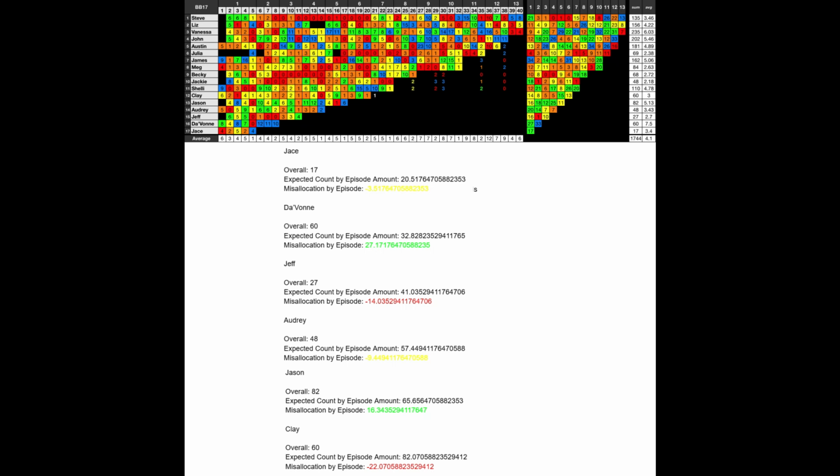Audrey got 48 diary rooms, and her expected count by episode amount is 57.44, causing for a negative 0.944 diary room misallocation amount. And I'm honestly shocked that she was this low, but I'm assuming she didn't get a whole lot during her last week due to that meltdown, and I guess that's why she was very close to being under-edited.